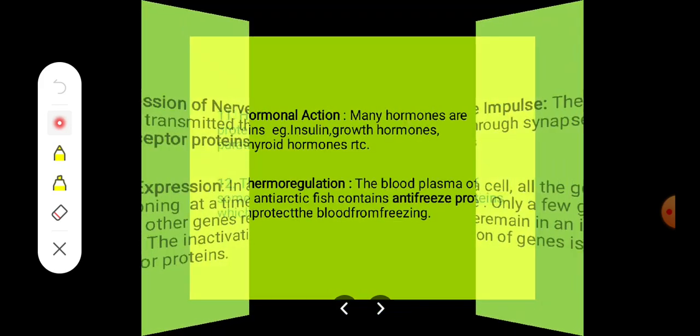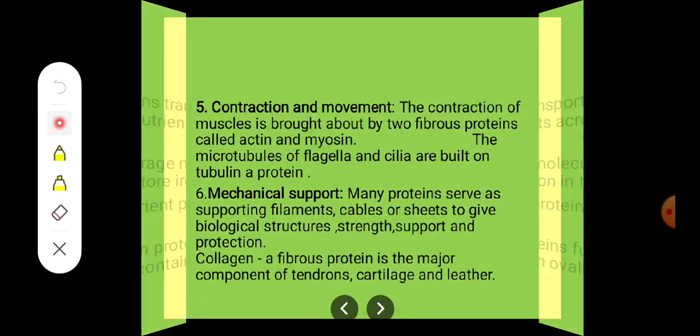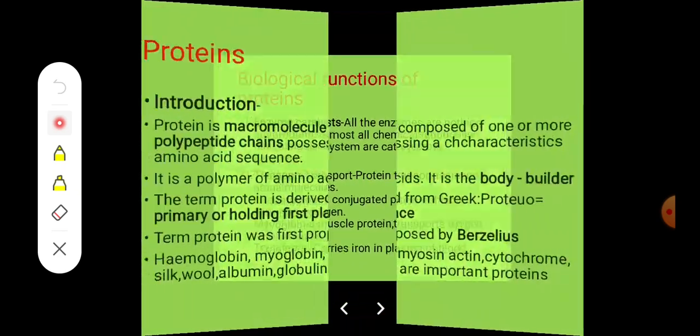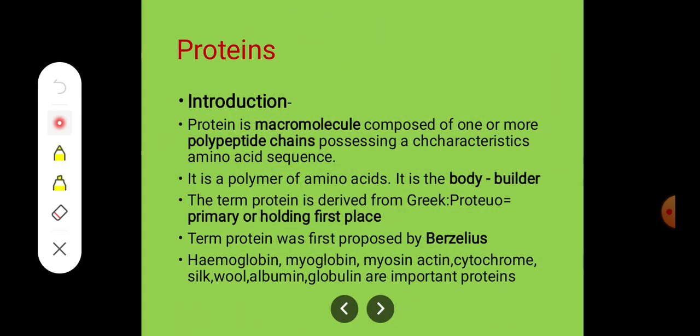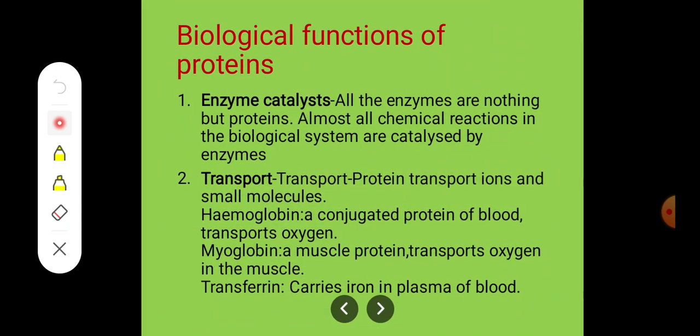In today's lecture we will discuss what protein is, that is the definition of protein, and the biological functions of protein. In the definition we will see that protein is a polymer of amino acids and it is a body builder. And in biological functions we will discuss 12 functions. First, enzyme catalysis: there are a number of proteins that catalyze almost all chemical reactions in biological systems.